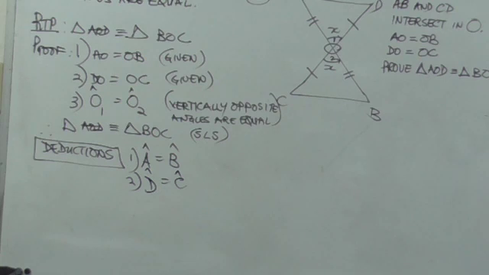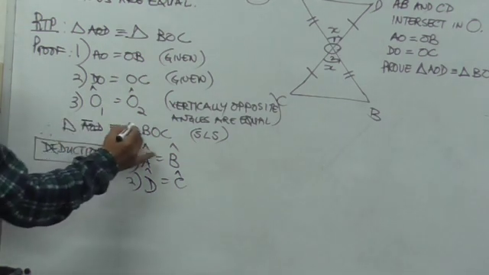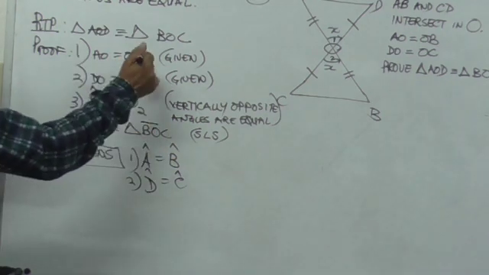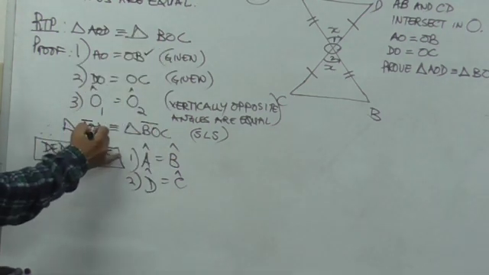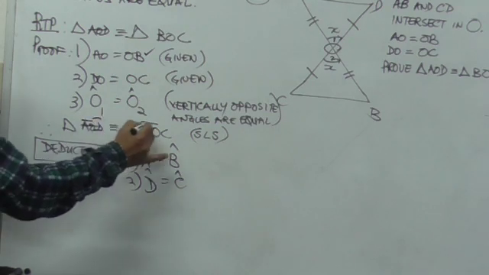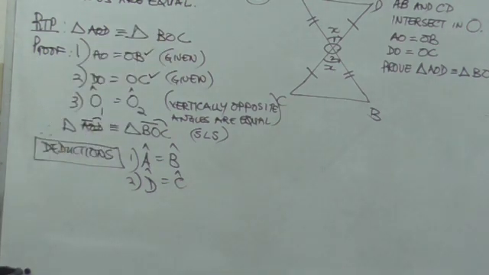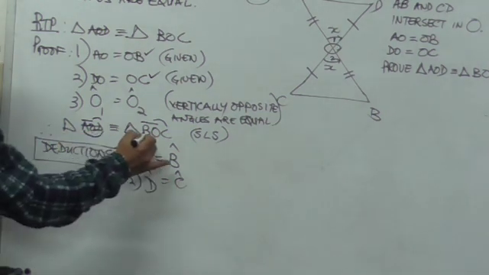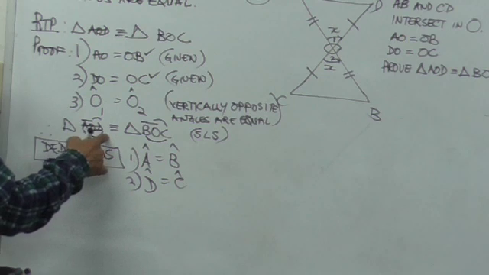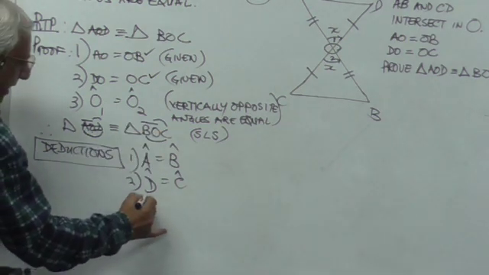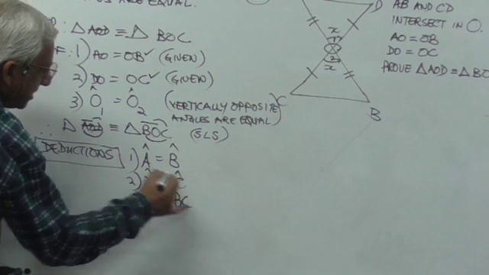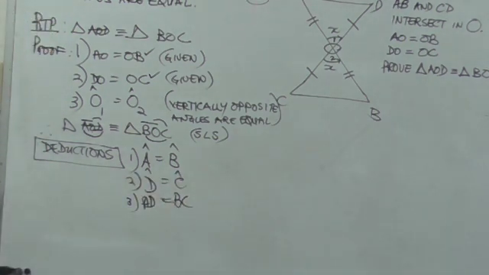Now the sides. Clearly, AO is equal to BO, that is used here. Can you see that? OD is equal to OC, that is used here. So those can't be deductions. And finally, the first to the third is equal to the first to the third. AD is equal to BC. So AD, this line here, is equal to BC, this line here.